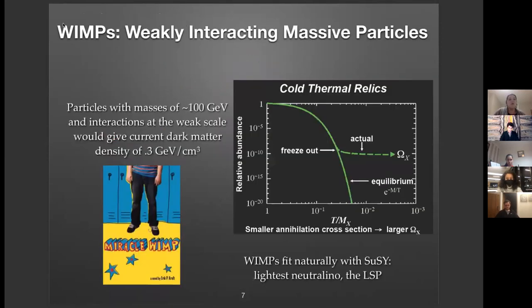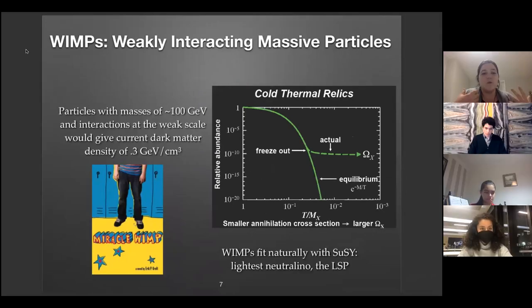So what is a weakly interacting massive particle? Well, originally people liked this idea because of the idea of a WIMP miracle.